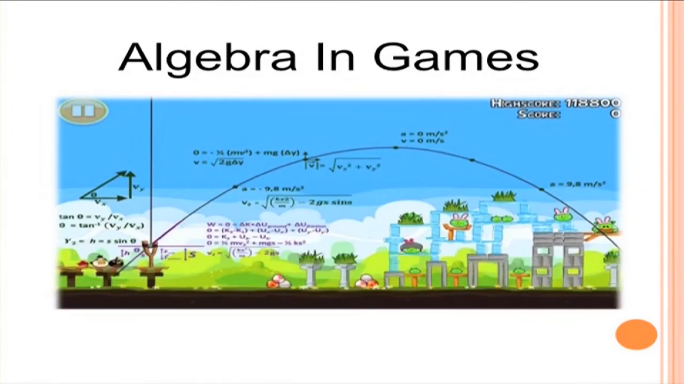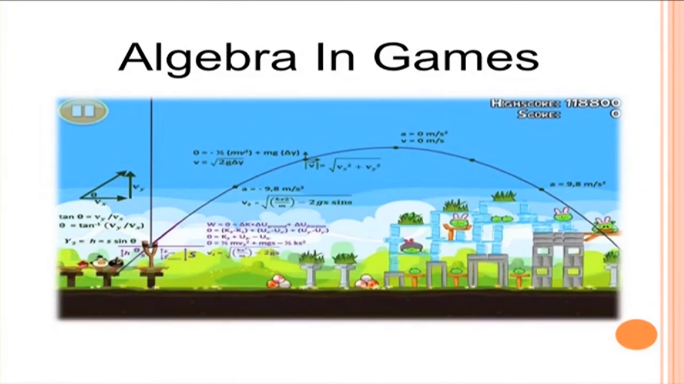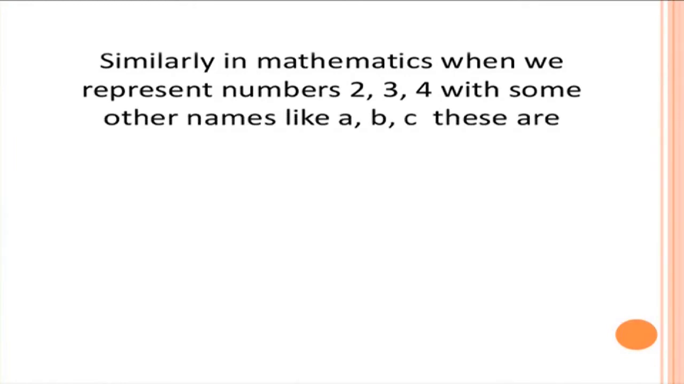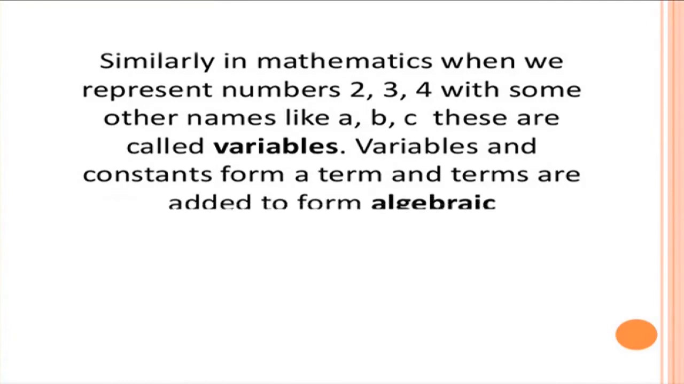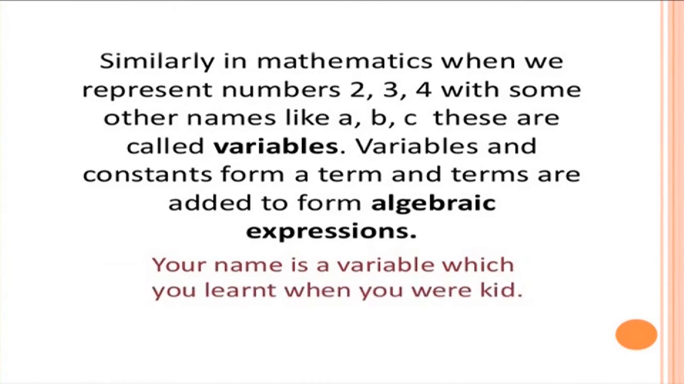Similarly, when you play a game like Angry Birds on your mobile or any other game, it involves a lot of variables and conditions to win the game, and hence we all must know a little bit of algebra. So in mathematics, when we represent numbers 2, 3, 4 with some other names like A, B, C, these are called variables. Variables and constants form a term, and terms are added to form algebraic expressions. So your name is a variable which you learnt when you were a kid.